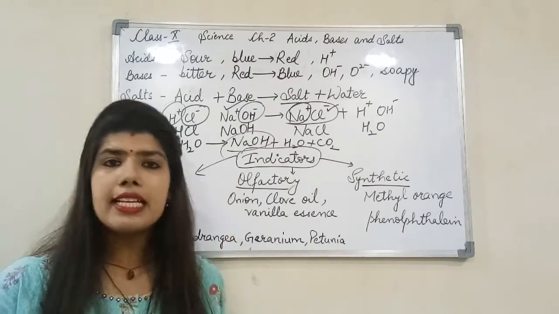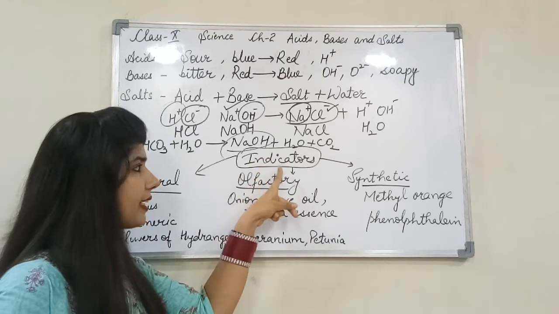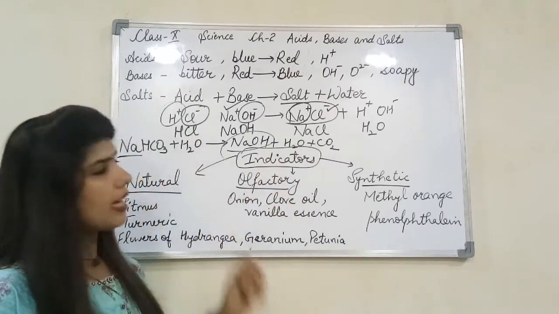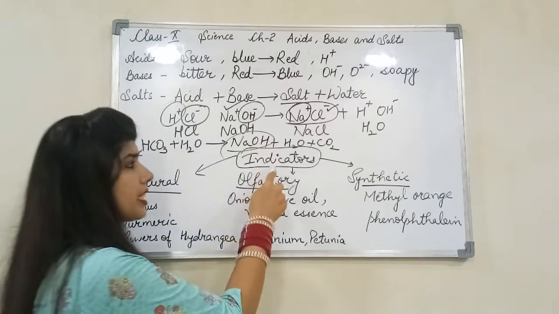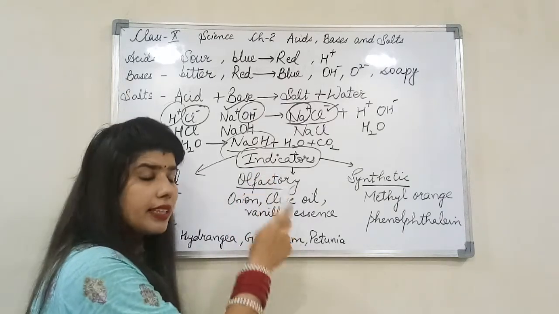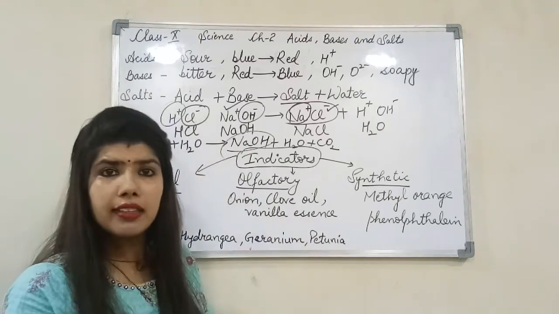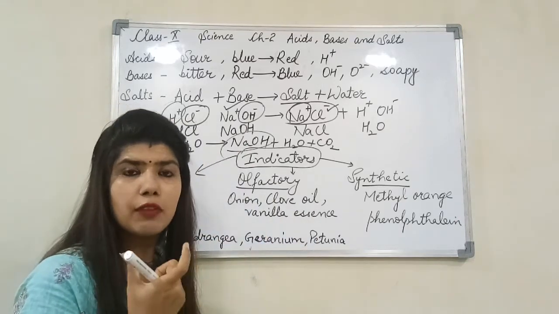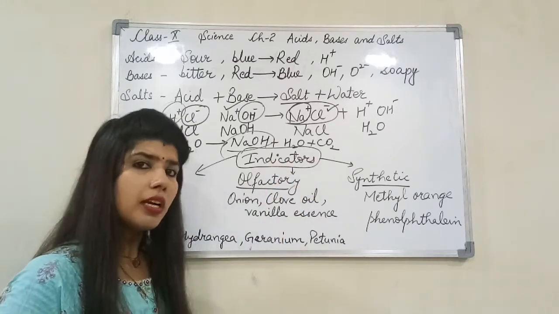We have certain things that we call indicators. As the name suggests, they will indicate something. There is another name given to them, acid-base indicators. These are the substances that will tell us that a particular thing is an acid or a base. Either they will change their color or they will change their smell, that we call odor. Anything they will do, but they will let us know that something is acidic or basic.